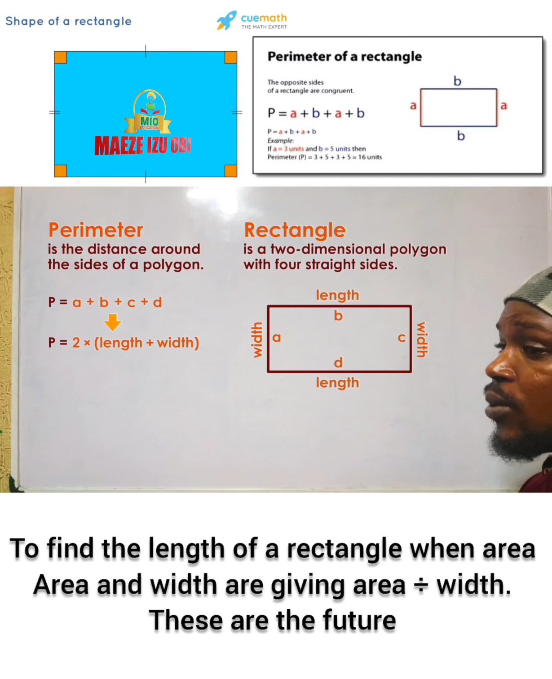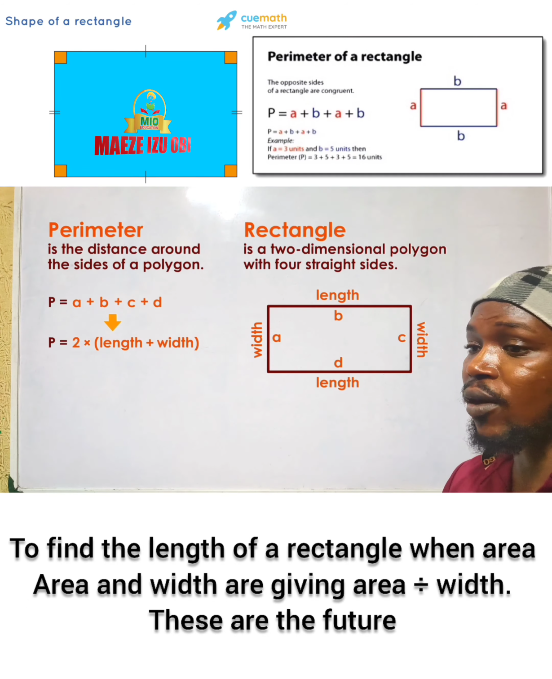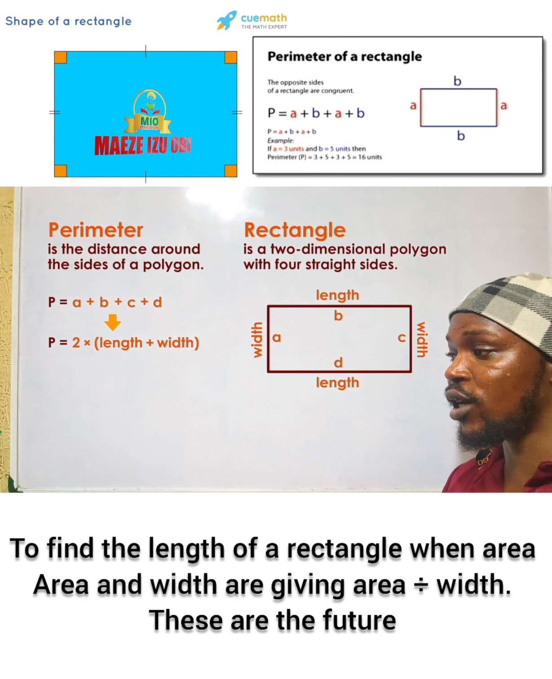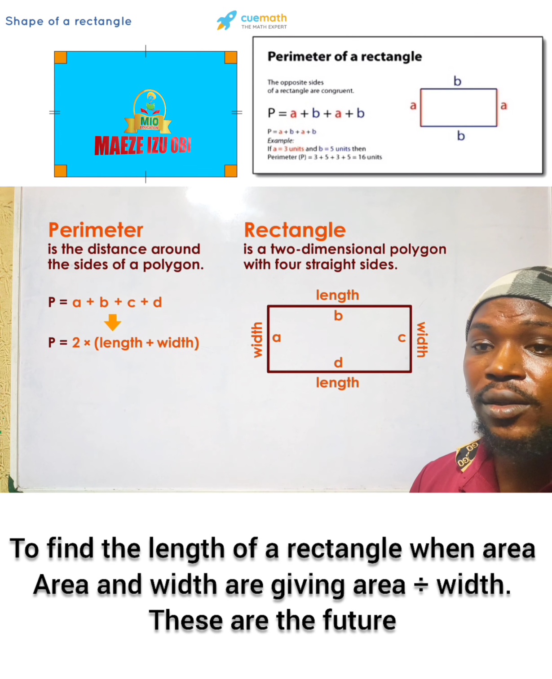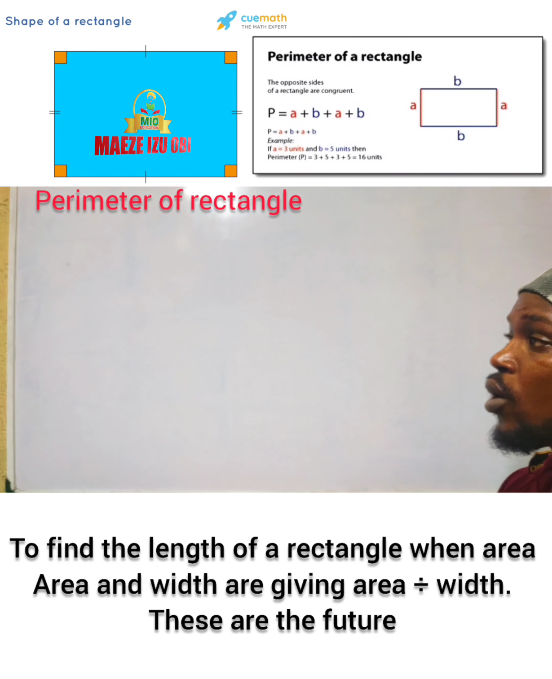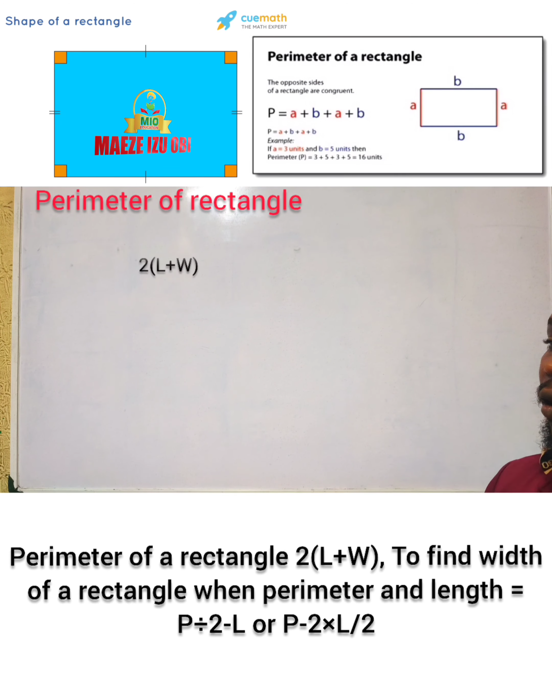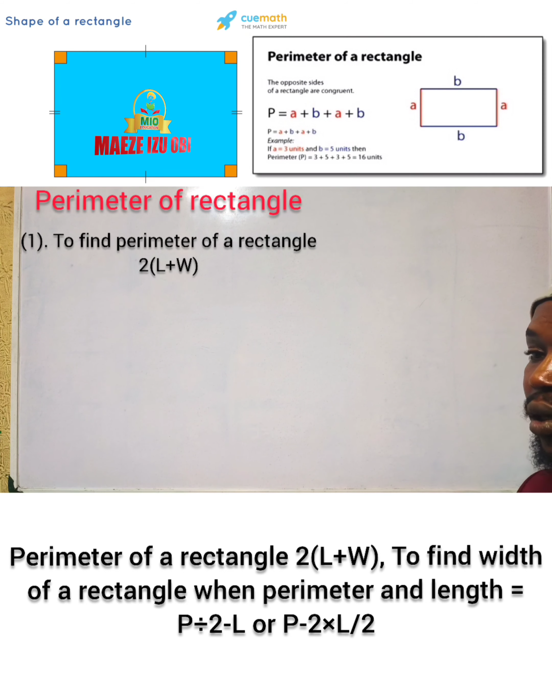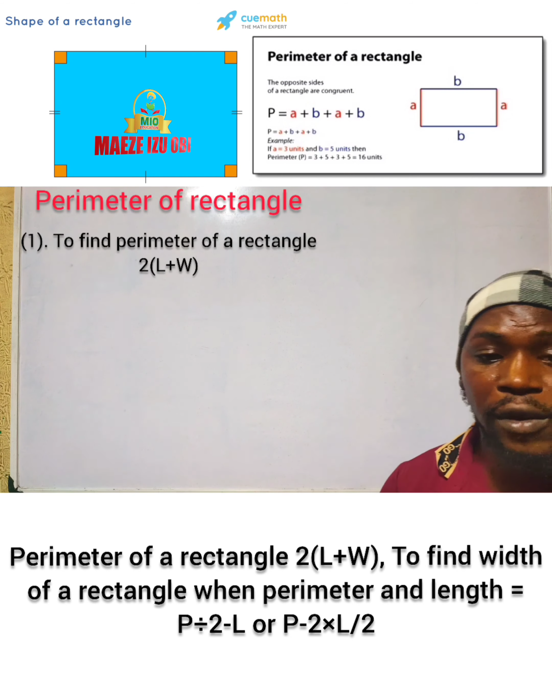Perimeter of a rectangle is the distance around the shape of a rectangle. Let us know how to get it with an example. Number one, the perimeter of a rectangle is equal to 2 bracket length plus width. That is the perimeter of a rectangle.